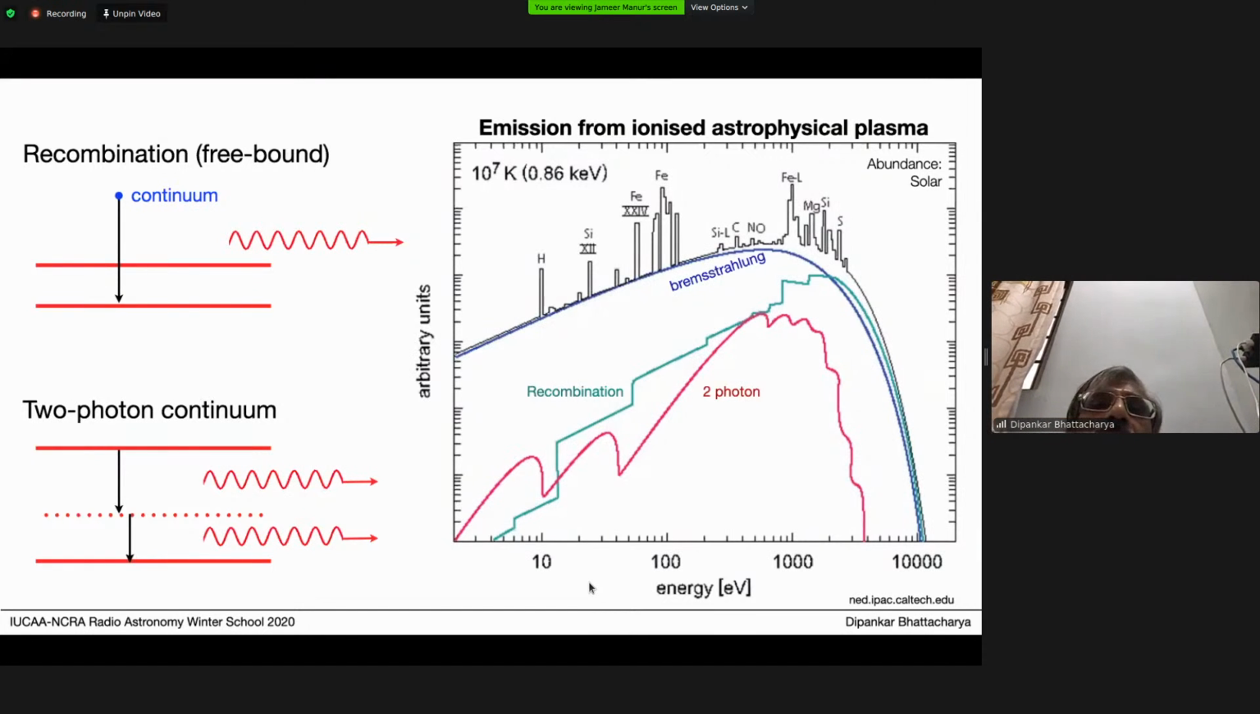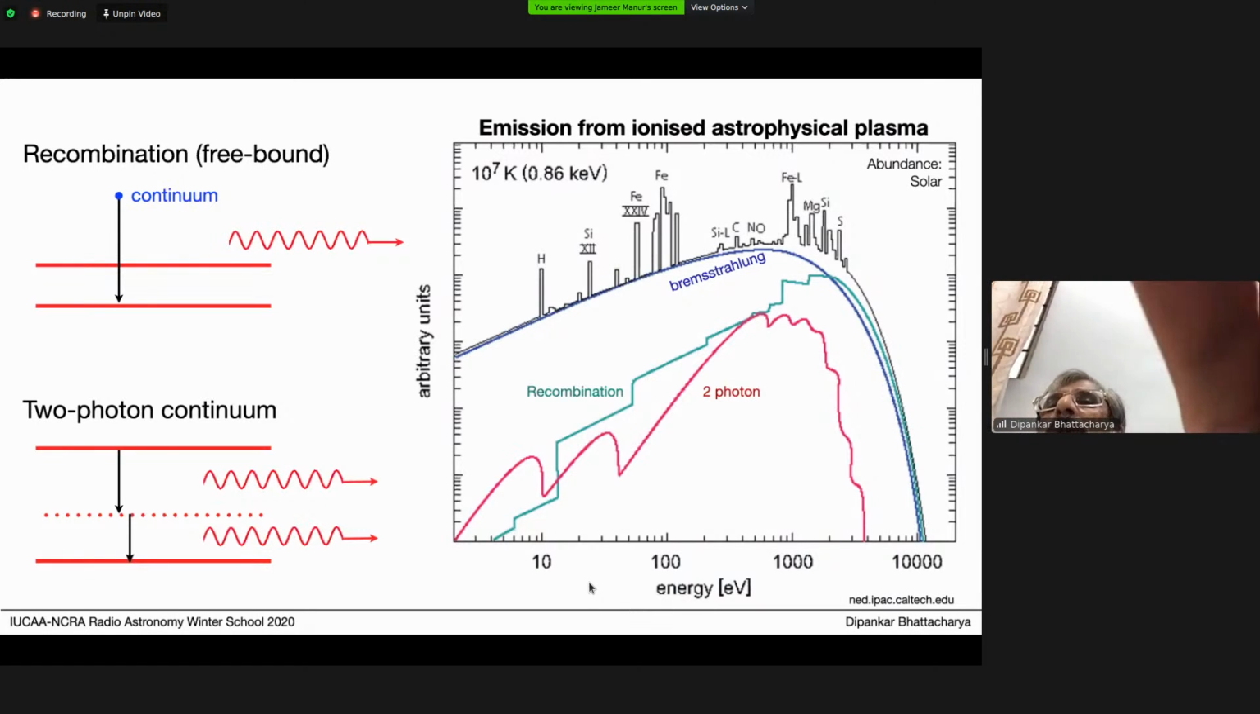Right. So I said this is emission from a thermal plasma. You have electrons and ions, so an ionized plasma, which produces Bremsstrahlung. Such plasma also produces continuum in some other ways. One is that a free electron can get captured by a proton or an ion which is present, and then form a bound state.